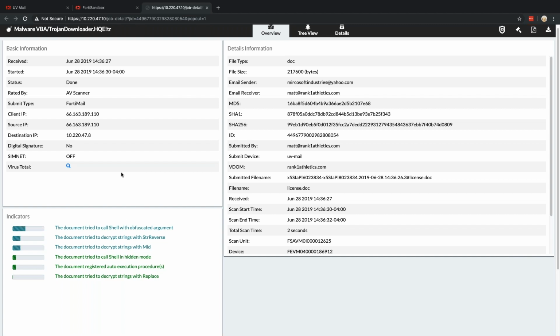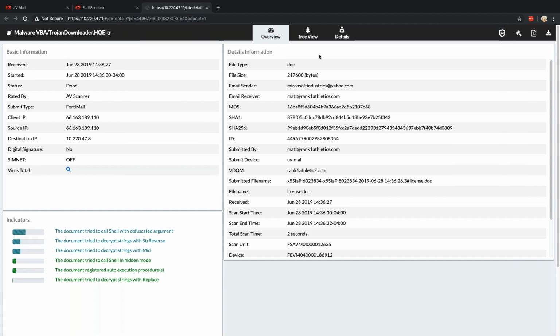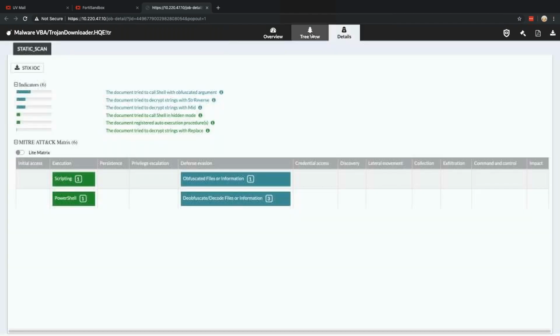Your Word doc, even any macro-embedded Word doc, shouldn't be trying to decrypt strings or make calls to your shell with obfuscated arguments. To the FortiSandbox, that means this document is acting nefariously and therefore it is not worth the risk, and it has determined that it is malicious.